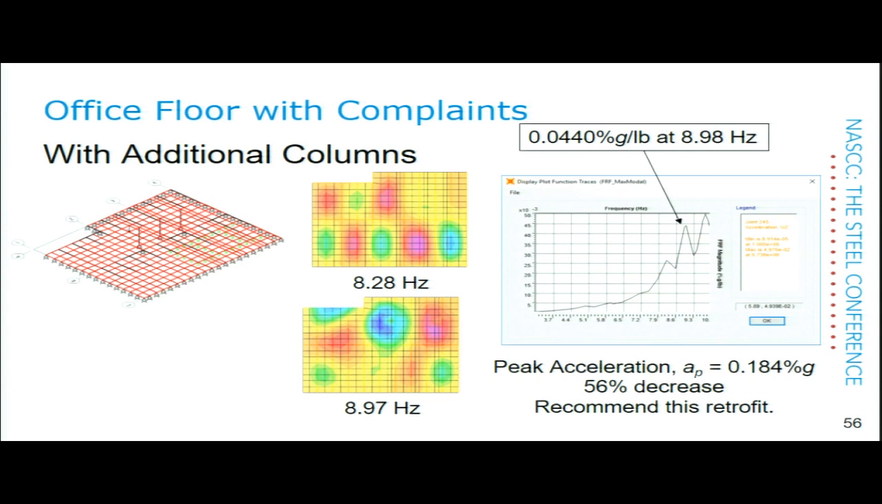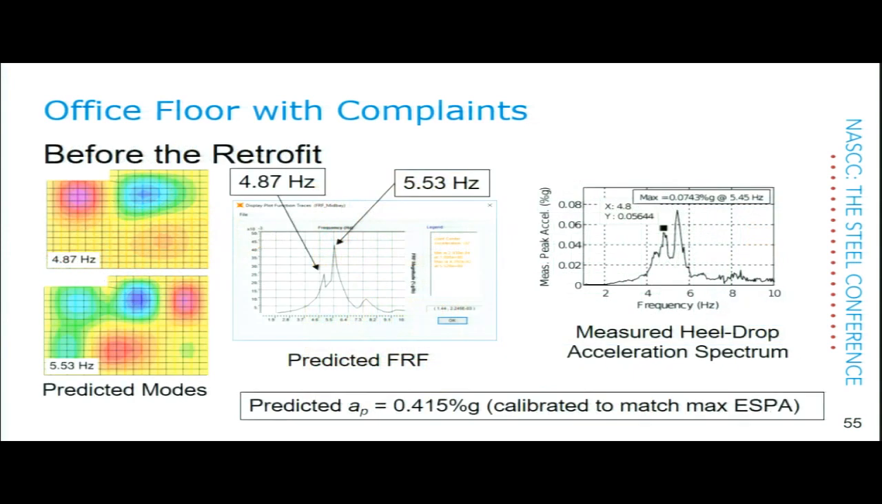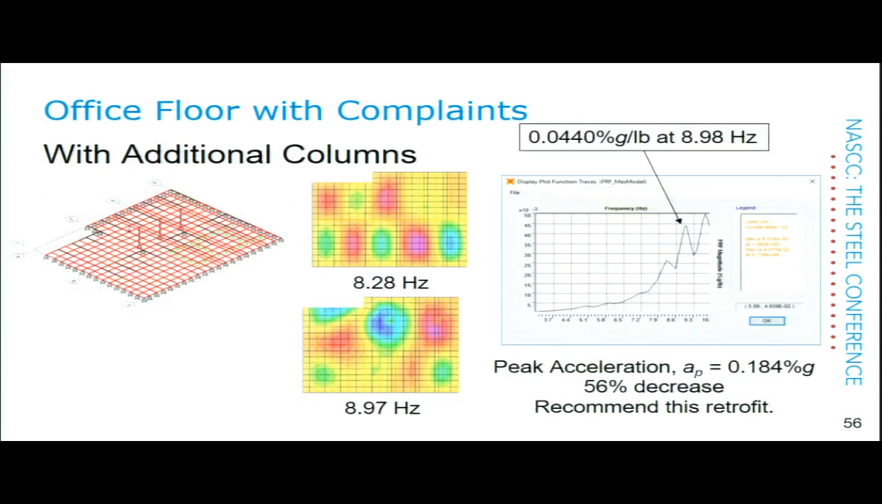And you see what we have here. We have our predicted natural frequencies and natural modes there, and the FRF on the right. And you see that the natural frequencies got pushed way over to the right. It's way stiffer now. And the peak acceleration that is predicted is 0.184% g. That's less than half of what it was in the previous slide, less than half the 0.415. So it's twice as good now. So surely they'll be happy now, right? So that's what we recommended, and they might be building that about now.